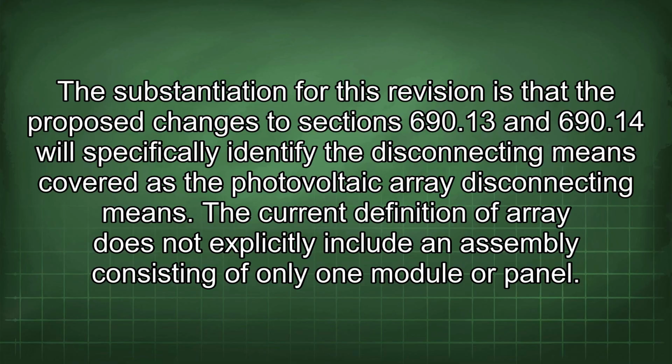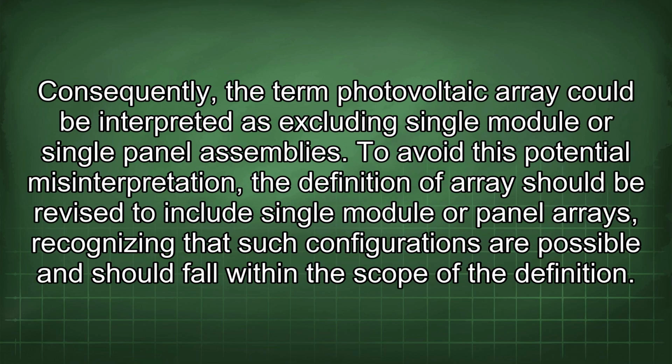The current definition of array does not explicitly include an assembly consisting of only one module or panel. Consequently, the term photovoltaic array could be interpreted as excluding single module or single panel assemblies. To avoid this potential misinterpretation, the definition of array should be revised to include single module or panel arrays, recognizing that such configurations are possible and should fall within the scope of the definition.